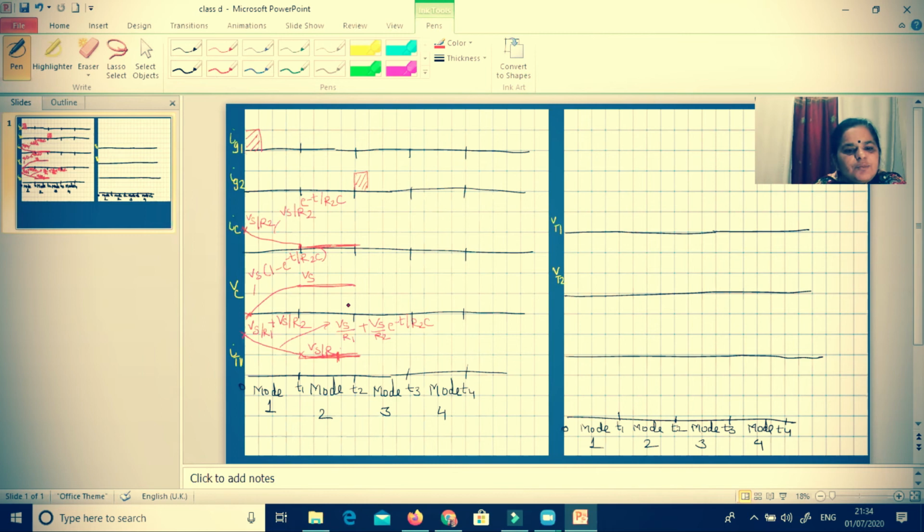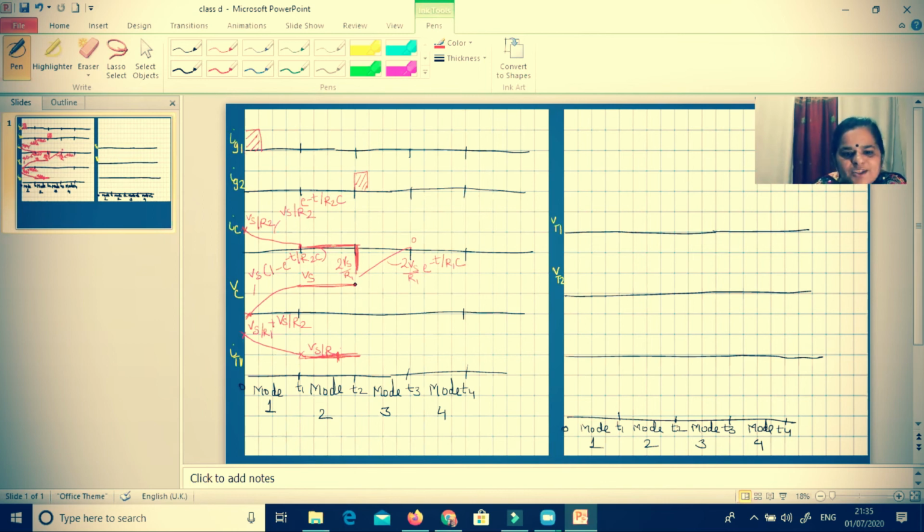So, let me rub this part. Okay. So, in mode 3, what is IC? In mode 3, I have already told you that I1 will now be your IC, and its initial value will be 2 Vs by R1 and it will be exponentially decaying up to 0, and in between it will be given by the expression 2 Vs by R1 times e to the power minus t by R1C.